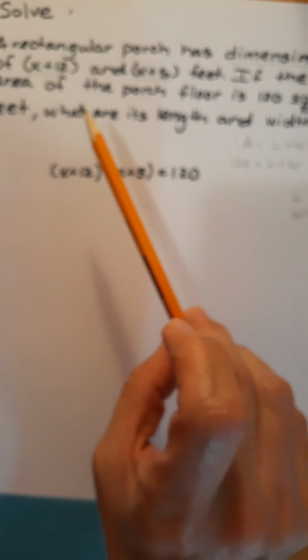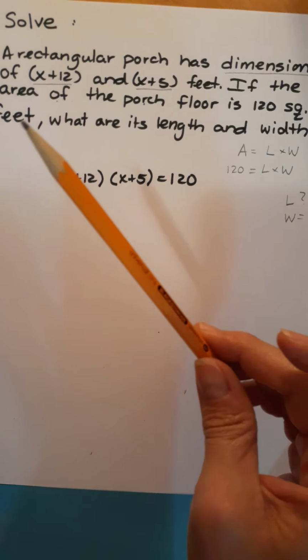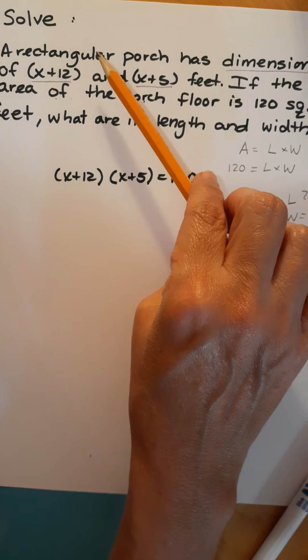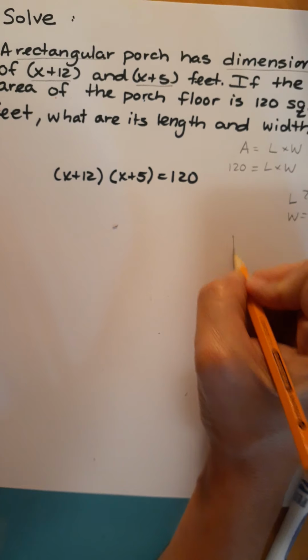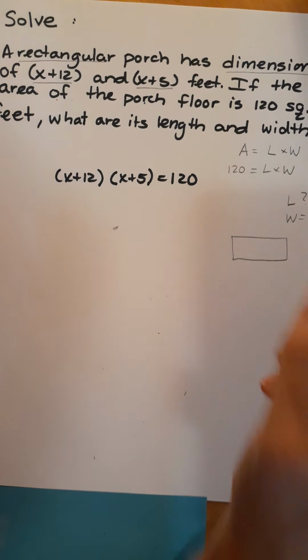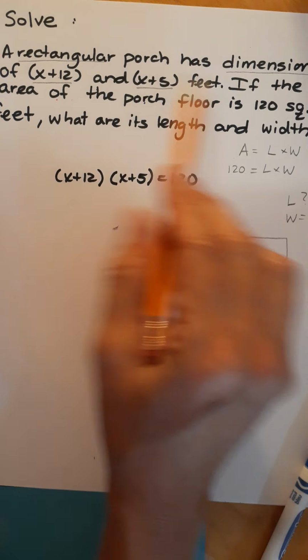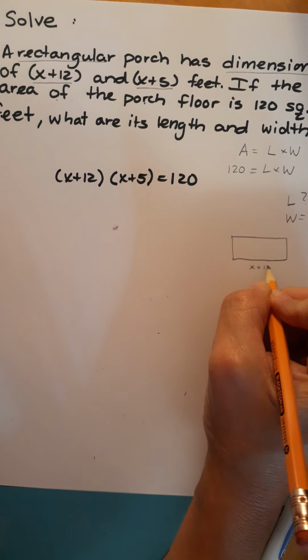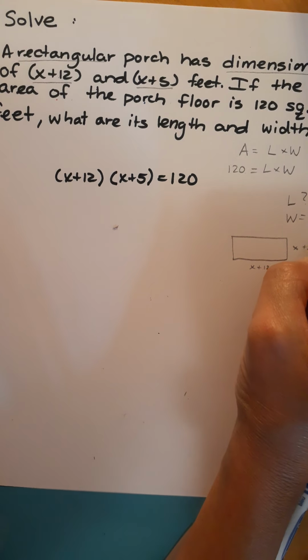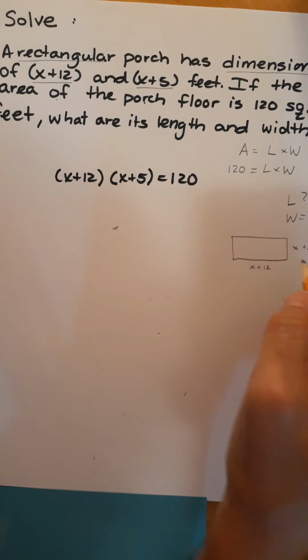Now we all know that area is the length times the width, which I wrote here in pencil. I like to underline important things in the word problem. It helps me organize my thoughts. So I'm looking at rectangular. That is important. I know the shape, right? It's going to look something like this. And I know the dimensions are x plus 5, x plus 12. It doesn't necessarily have to be that way, but it's more than likely like that.